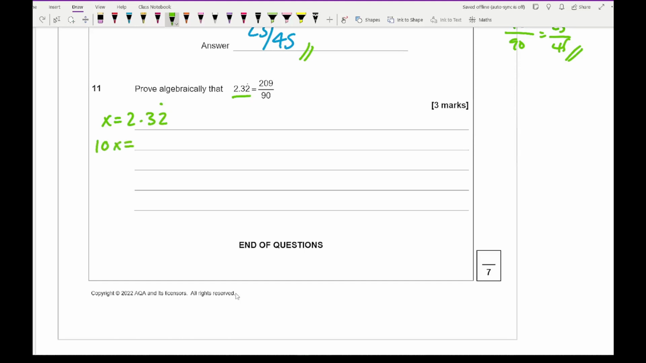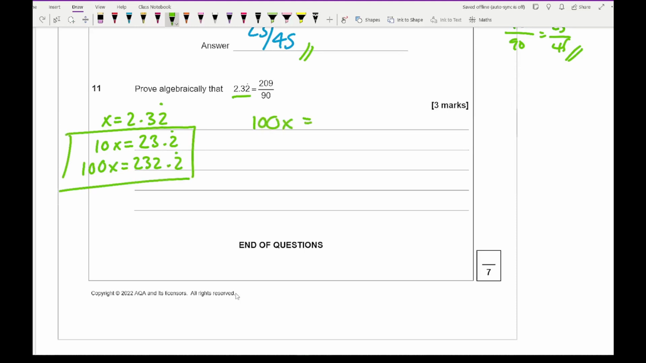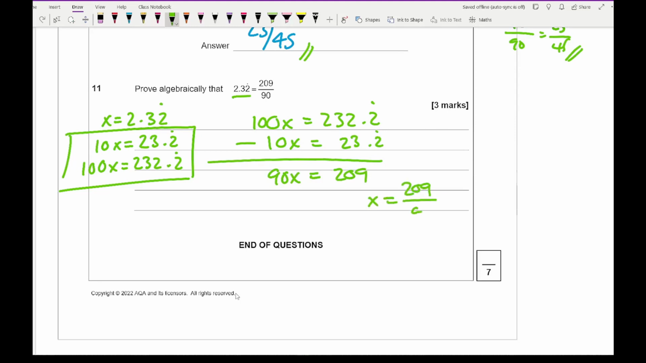So first of all, make the decimal equal to x. We then multiply by 10, so we get 23.2 recurring, multiplied by another 10, so we get 232.2 recurring. Then using these two things here, we get 100x equals 232.2 and 10x equals 23.2. Take the two things away and I get 90x equals 209, so x equals 209 over 90, which is what they wanted me to show.